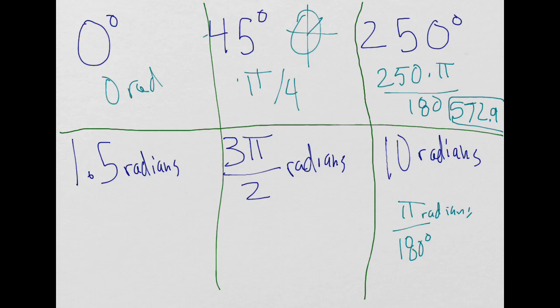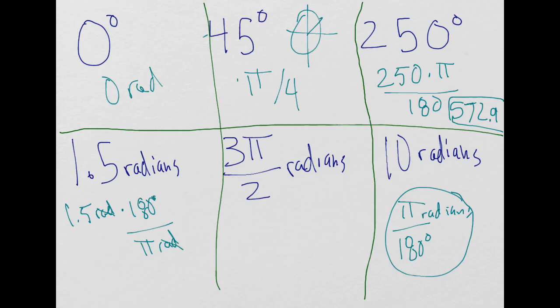Now these next ones, we want to go from radians to degrees. So in order to do that, we have to use the reciprocal of that conversion factor. We need to take 1.5 radians and multiply that by 180 degrees over pi radians. And again, it's just a classic unit conversion problem. Radians in the numerator, radians in the denominator cancel out, and we're left with degrees.